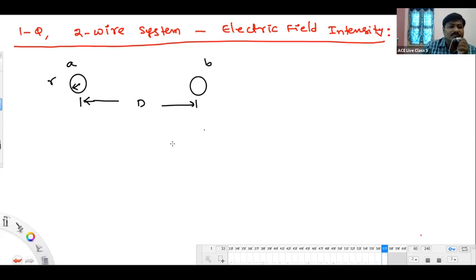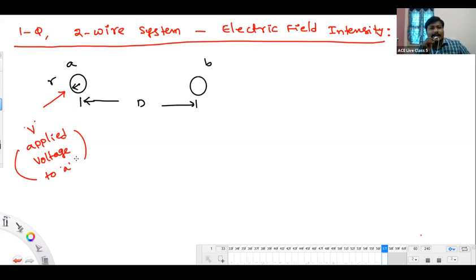Okay, next. Look here. I am applying some voltage to this conductor A. So I am showing it V. This is the applied voltage to conductor A. Only to conductor A, not between A and B. We are applying a voltage of V.